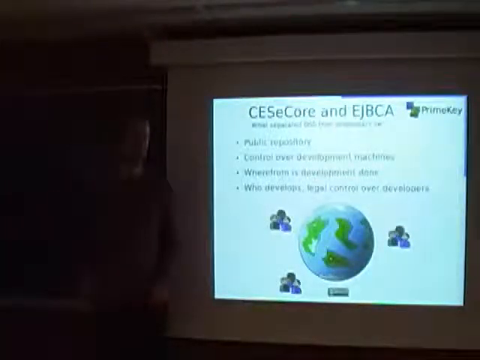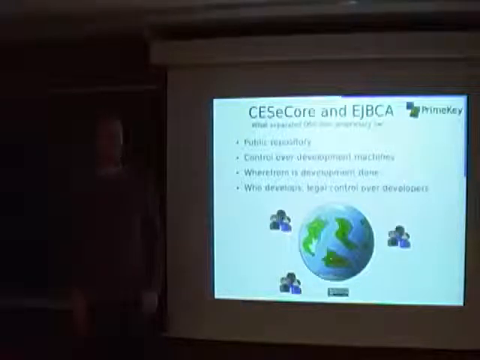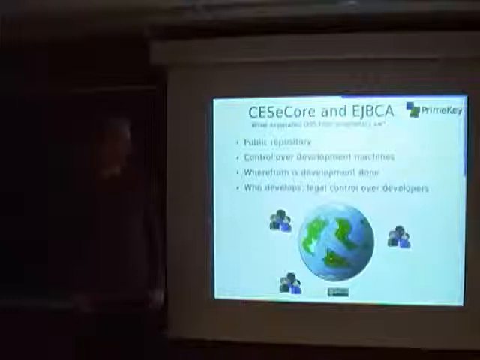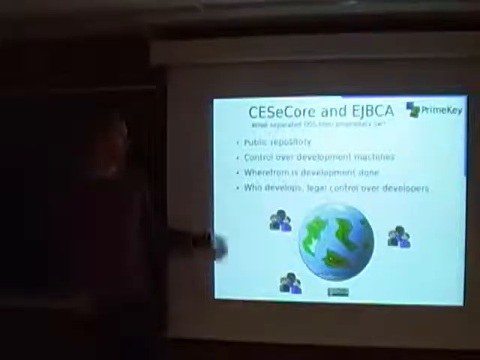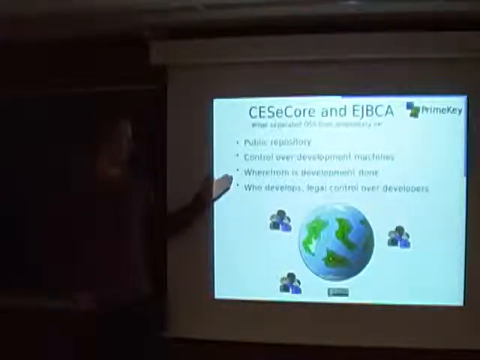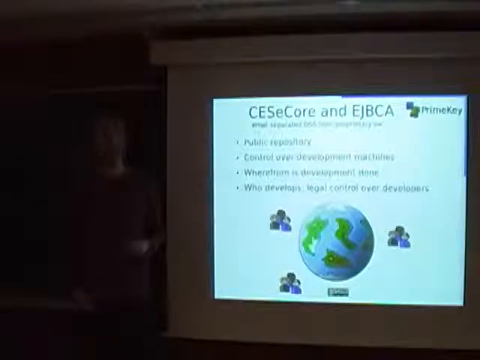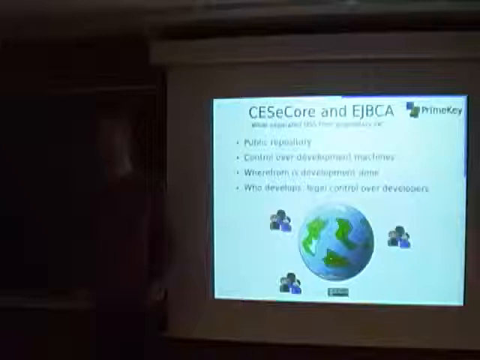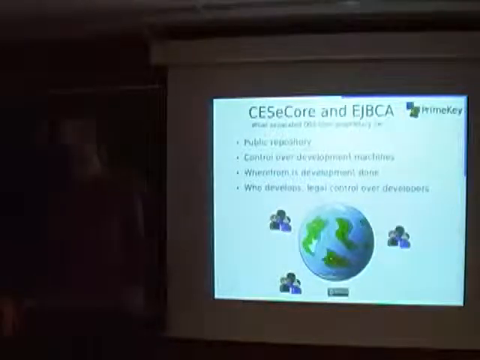What is different in open source compared to proprietary software? One thing is that we have a public code repository. In proprietary software, companies usually have strict control over development machines. They know where all developers are from, and who develops. They have some legal control over developers because they are employed by the company.